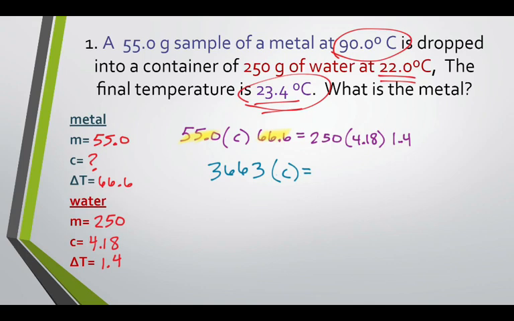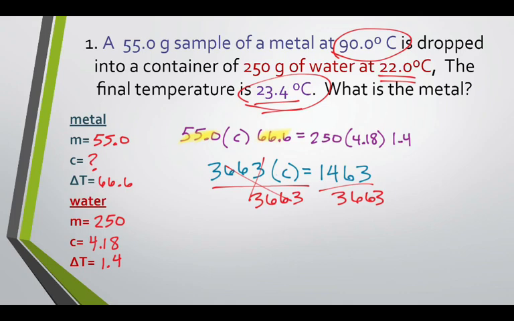And then I'm going to multiply all of this other side's numbers together. 250 times 4.18 times 1.4 is 1463. And now in order to solve for C, and in order to actually get the C value, we need to divide by the number that's on its side so that this cancels out. And of course, whatever we do on one side, we need to do on the other.